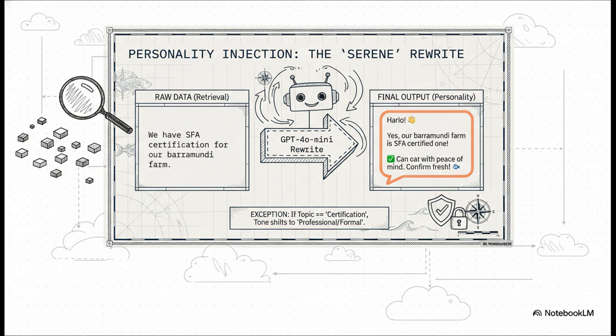The bot then does what's called personality injection. So you take a dry, factual statement like, "We have SFA certification," and you hand it over to GPT-4o Mini with a prompt that basically says, "Be a cheerful agent." The final output is friendly, it's got emojis, and a totally different vibe. The only exception, and this is smart, is for those formal topics like certification, where it deliberately skips this step to stay professional.